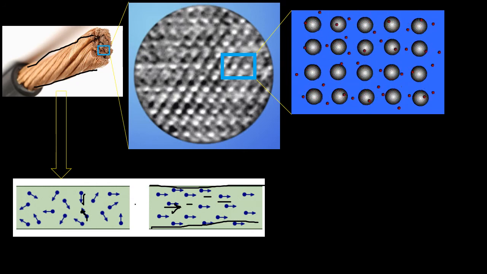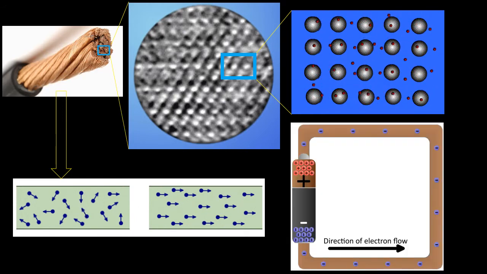So if we could put a negative charge over on this side, and a positive charge over on this side, the electrons would be attracted to the positive charge and repelled from the negative charge, and they would all want to flow in the same direction, all in that way. And that's how we get a current of electricity to happen. This is the idea of how something like a battery works, for example.